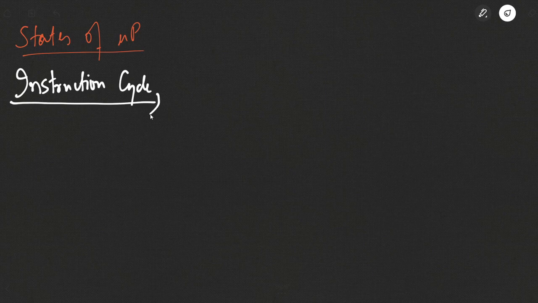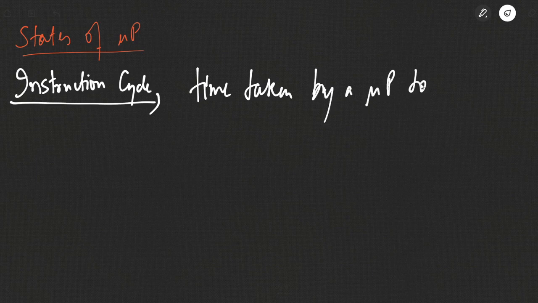Instruction cycle can be defined as the time taken by the microprocessor to execute an instruction. Fine. So a program is composed of a set of instructions, and the time the microprocessor takes to execute one instruction is referred to as the instruction cycle. So different instructions may take different times for execution.